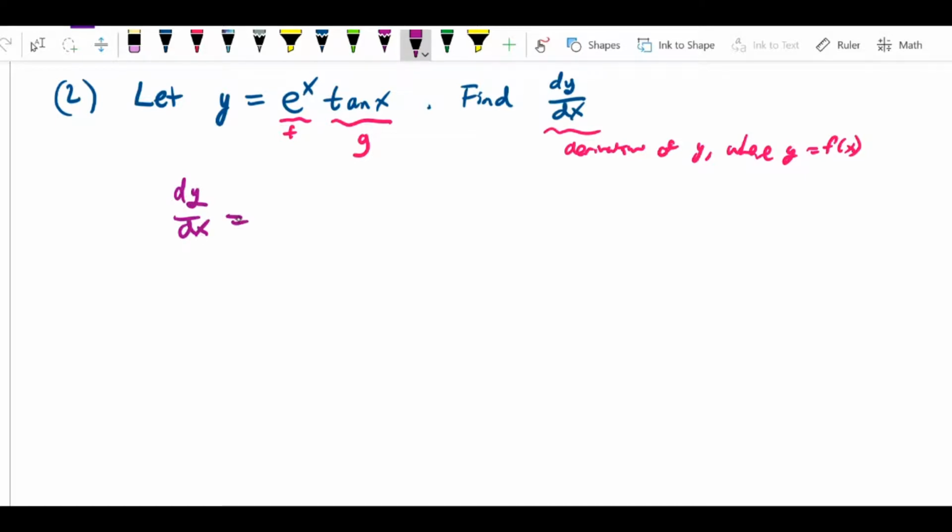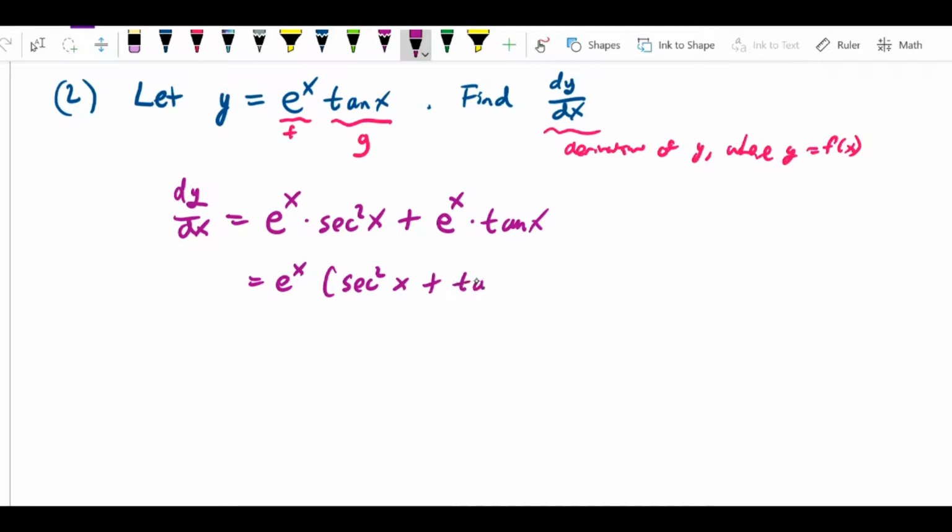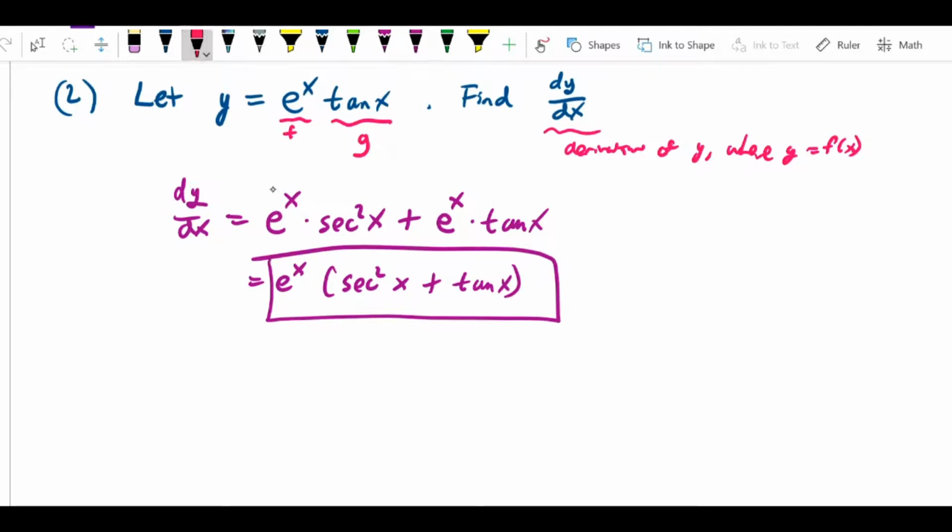dy over dx is going to be f g prime, so that's e to the x times secant squared x, and then plus f prime g. e to the x is its own derivative, so we can write e to the x there, and tan x. Or we could just write e to the x times secant squared x plus tangent of x. By the way, I'll just put these in here. So that's f, that's g prime, that's f prime, which happens to be the same as f, and that's g. So there we go.